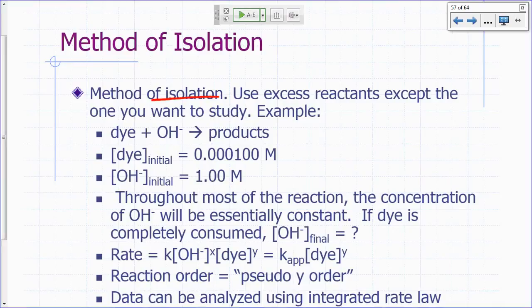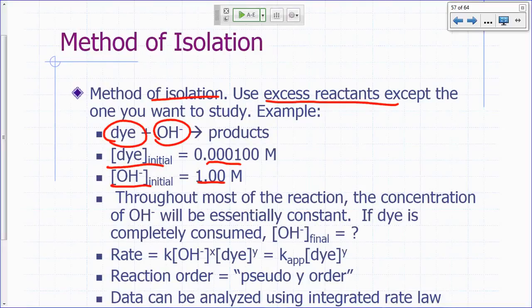What you do in the method of isolation is you use excess reactants. All the reactants you're using, you use excess except for the one you want to study. Okay? So let's say you might see something like this in the lab. You have a reaction between a dye and sodium hydroxide. So your hydroxide ions will react with the dye. You might set up that experiment so that the concentration of the dye initially is very low, so like 0.0001. Okay? And then you have a large excess of your hydroxide. Let's say you use 1 molar solution of sodium hydroxide.